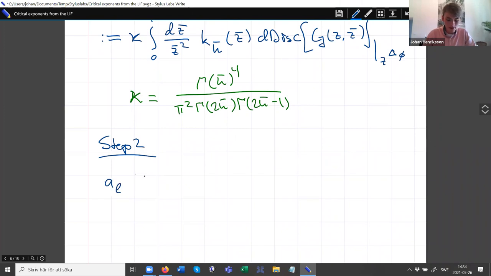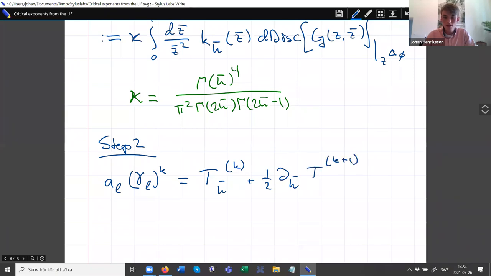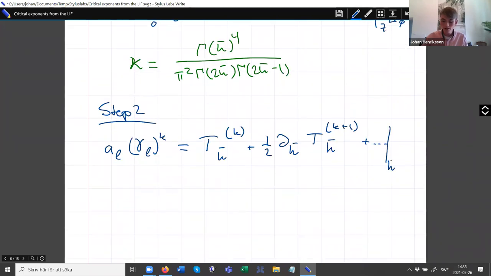It says A_L gamma_L to the K, so you can pick whatever value for K you want, is given by T_K at h bar plus a half derivative with respect to h bar of T_{K+1}, plus higher orders. At each order in perturbation theory, these expansions will end, so you always have a finite number of terms. And then in the end, you need to put h bar equal to delta phi plus L. I claim this was simpler, but at this point you might be a bit confused. Don't worry, hopefully it will be more clear when I provide a very explicit example right now.